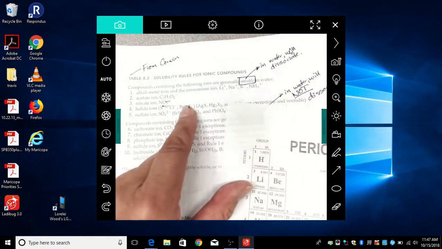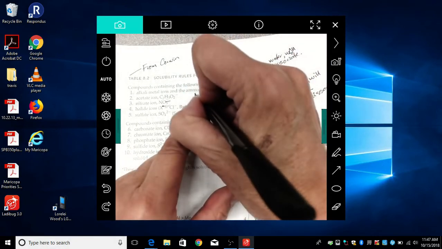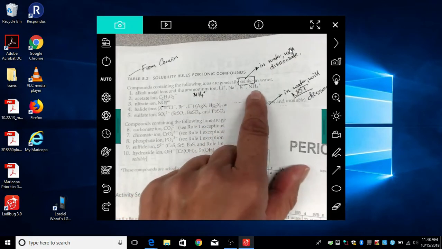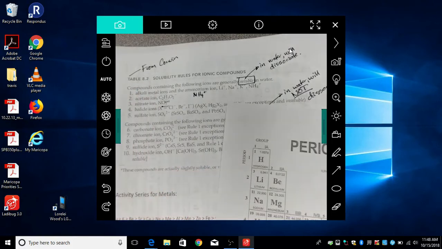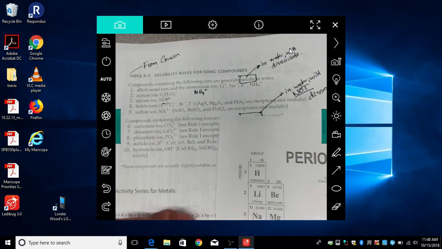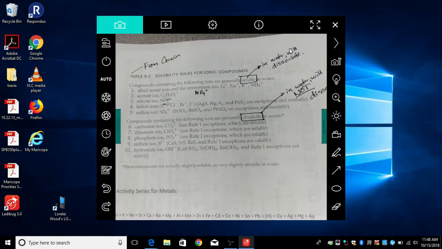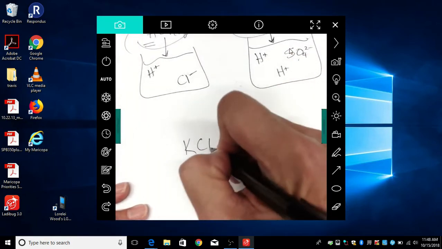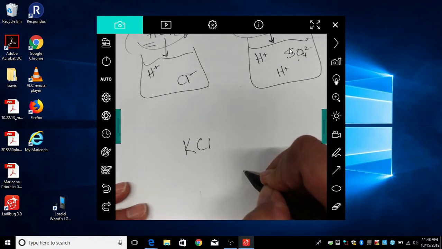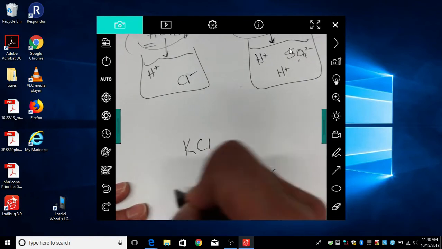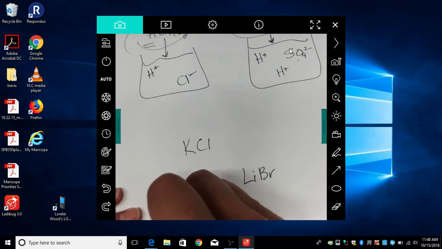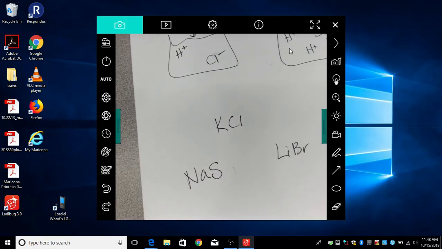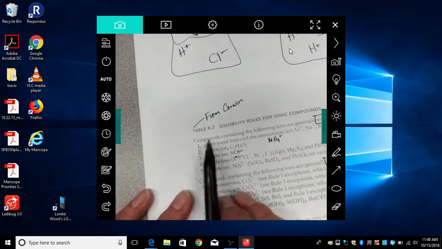NH4, so you might want to put a little note to yourself on that. Ammonium ion is NH4+. So lithium, sodium, potassium, or ammonium are the things that are generally soluble. So what that means is when you're looking at something like potassium chloride or lithium bromide or sodium sulfide, are those things going to be soluble based on this information?